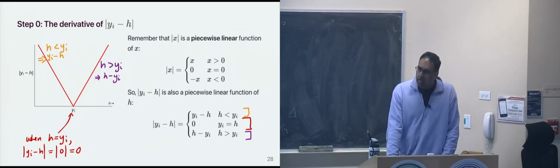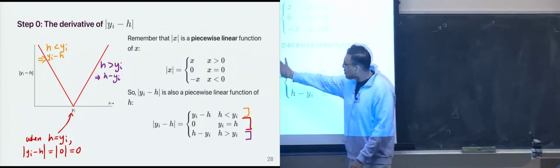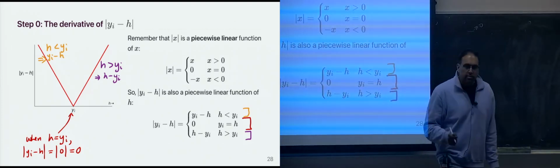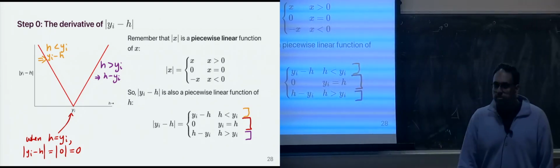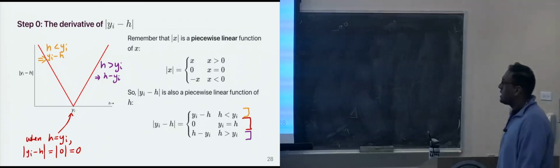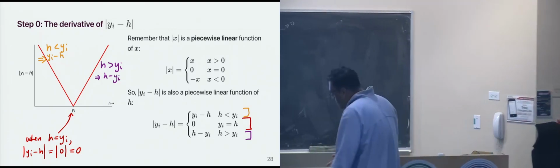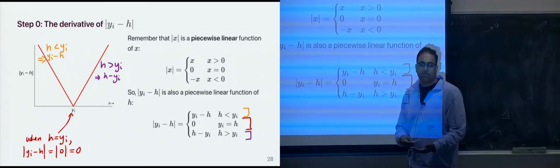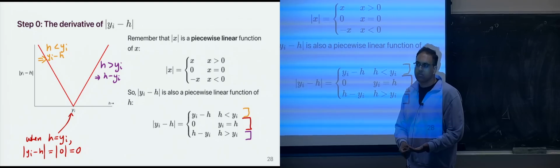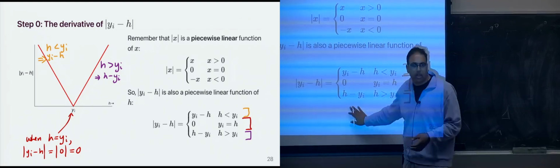Okay? So questions with this piecewise definition of the absolute value of yi minus h? Because the next step is finding the derivative of this thing, which will be the derivative of these 3 individual cases separately. Sound okay? But what questions do we have with what's going on here?